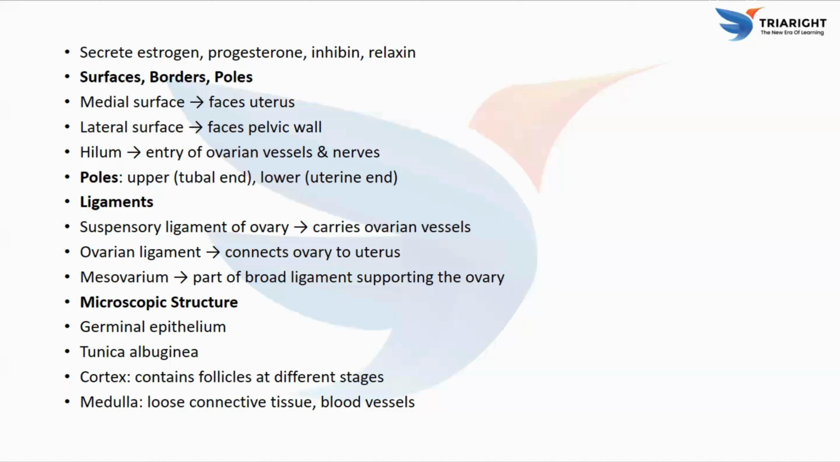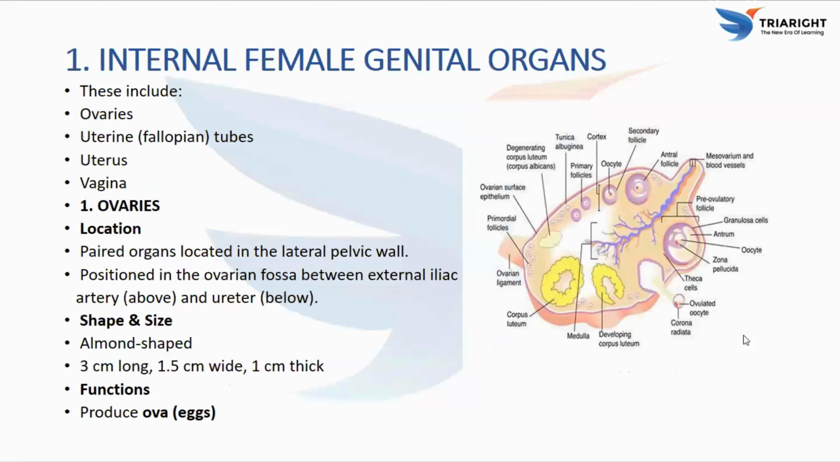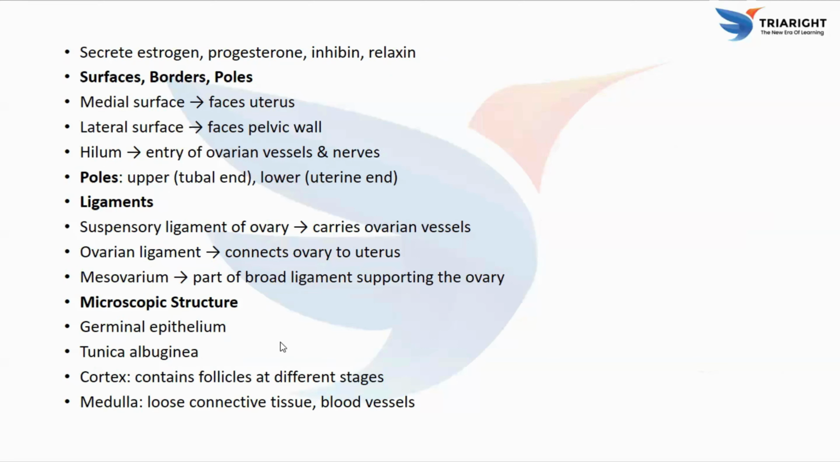So what is the microscopic structure of the ovary? The ovary has four main layers from outside to inside. In the picture, you can see the structures of the ovary. It has the germinal epithelium, tunica albuginea, cortex as well as medulla.